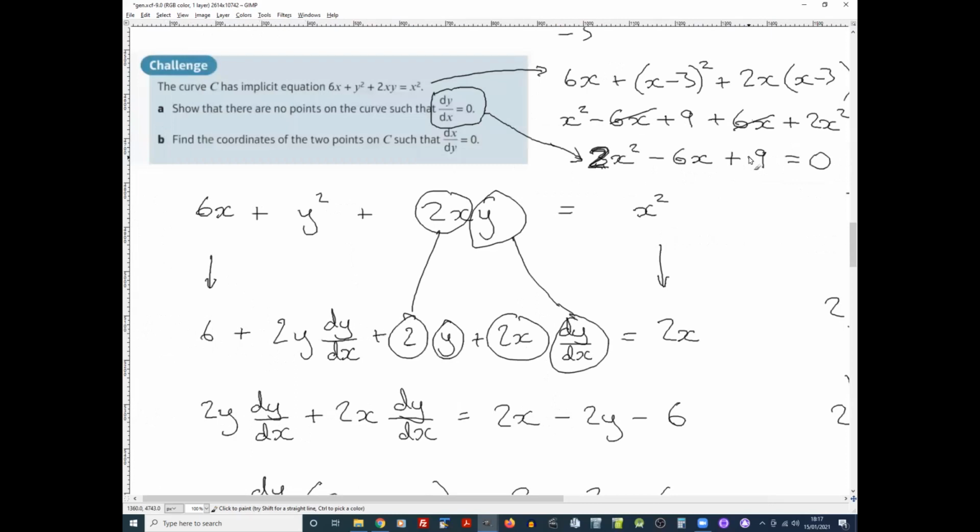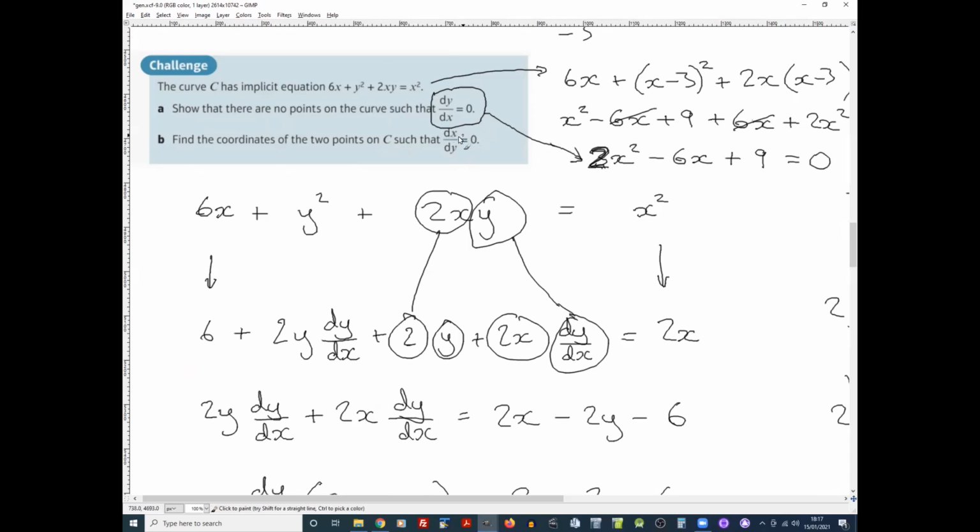Therefore, that would have to happen if the gradient were 0. So this means that the gradient can never be 0. Now, find the coordinates of the 2 points on C such that dx/dy does equal 0.